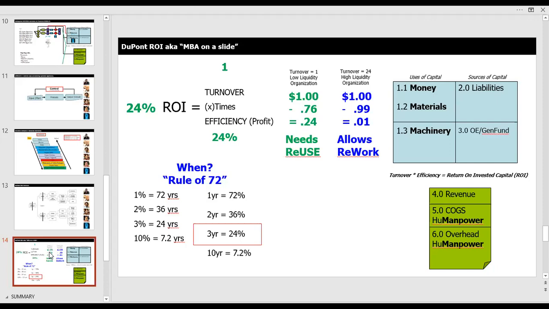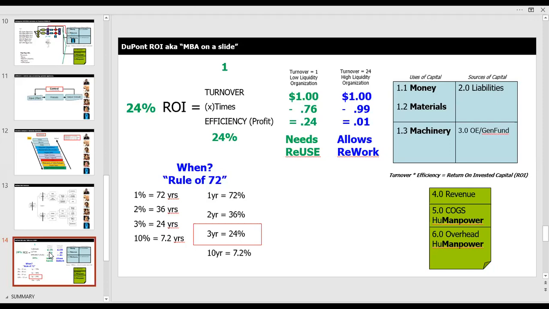Most institutions, the vast majority of them that do anything that's physical, like distribution or manufacturing or whatever, are generally low turnover, low liquidity, meaning the way it's set up under uses of capital, the most liquid thing is money, then materials, and the least liquid thing is machinery. So if you have a business that has a lot of machinery, like heavy machinery, you're not going to be super liquid. Airlines, for example, not very liquid. Why? Because they have a lot of airplanes.